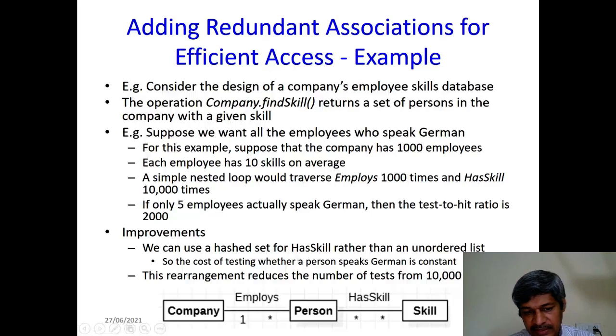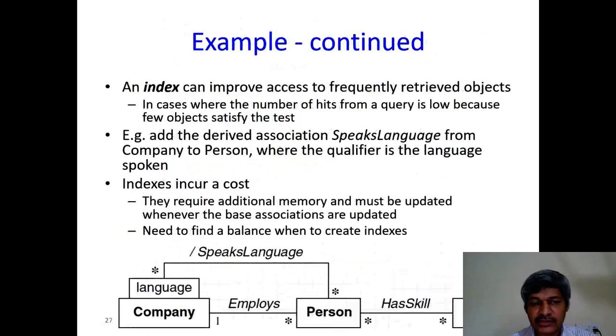Got the point? So basically, for the company, the person's hash skill is maintained as a hash share. That means the traversals will be only 1,000. Okay, that is one approach. Alternatively, you can prepare indexes. An index can improve access to frequently retrieved objects. We will use it in cases where the number of hits from a query is really low because few objects satisfy the test, the way we have seen it.